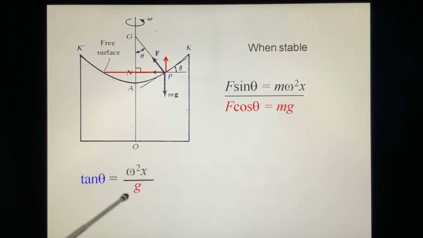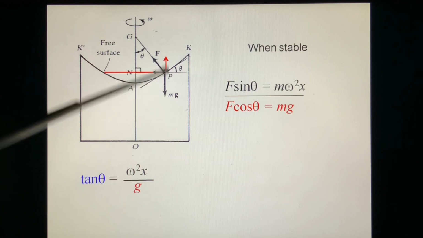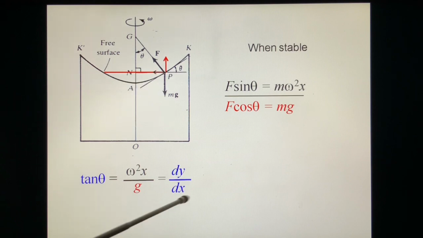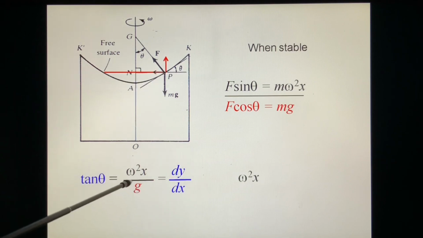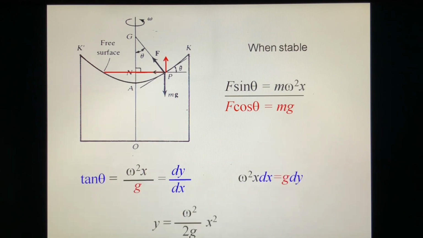So what is tangent? The tangent mathematically is dy dx. So we do the integration. Omega squared x dx equals g dy. We do the integration, and we get y equals omega squared over 2g times x squared. This is parabolic.